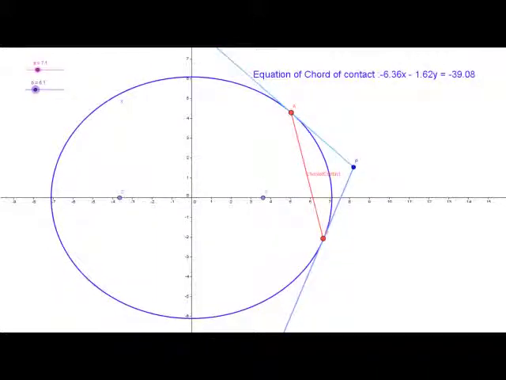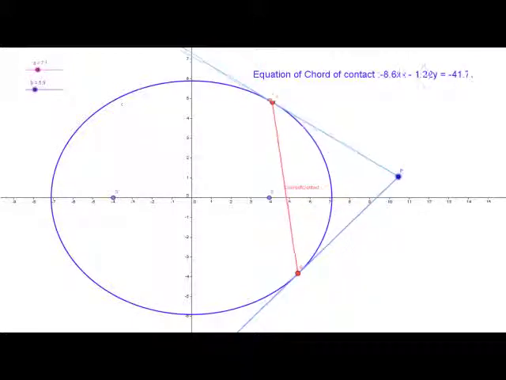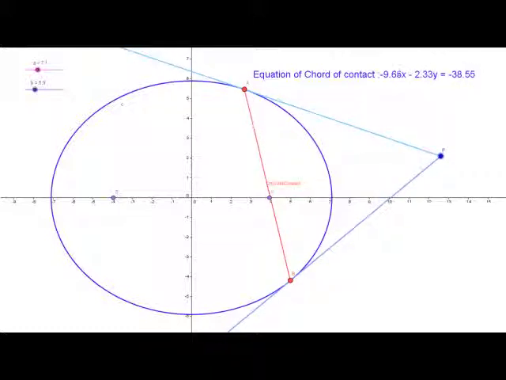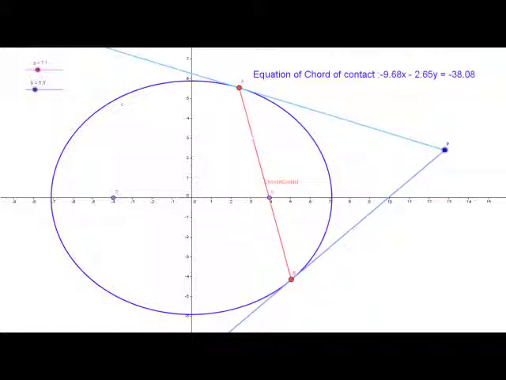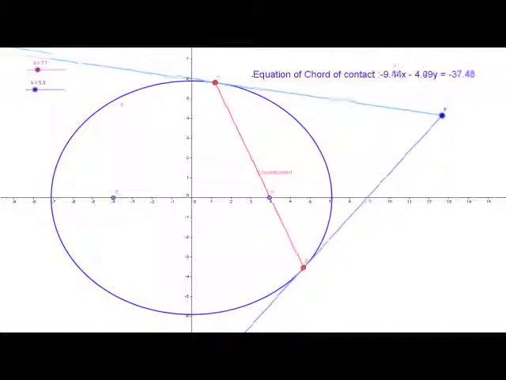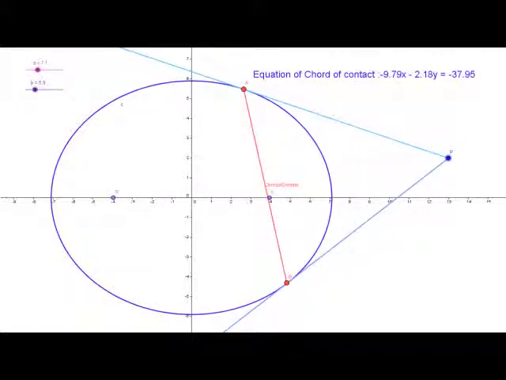Let's see if I can get a focal chord. Now a focal chord, as you can see, is one going through the focus. So let's have a look. Okay, there we go, a focal chord. Now the directrix will be out here roughly, it looks like about 13. So if I move that point P up and down along that line, you can see that that chord of contact is actually a focal chord.